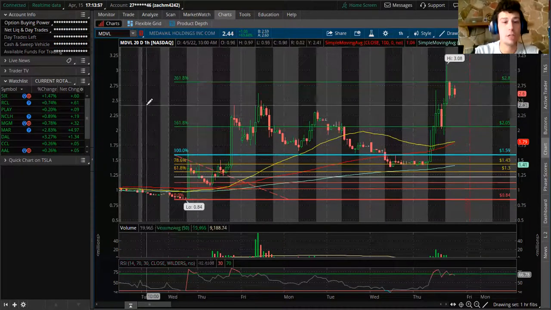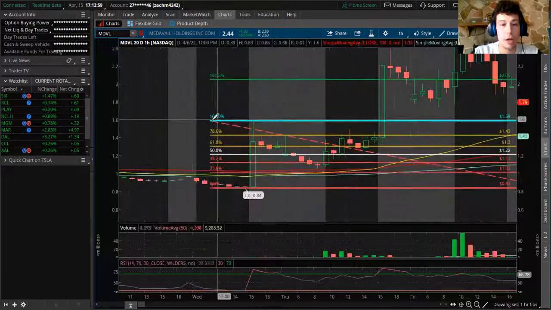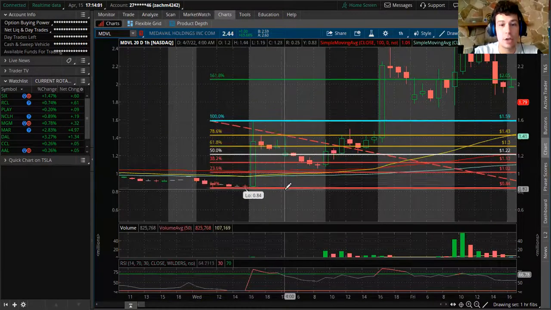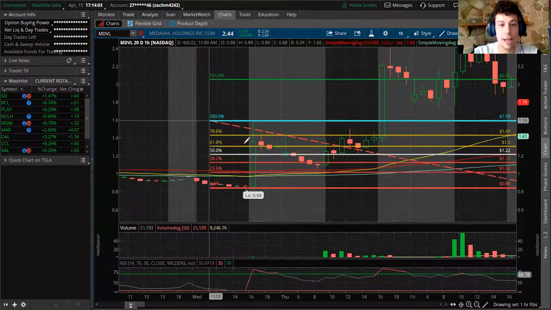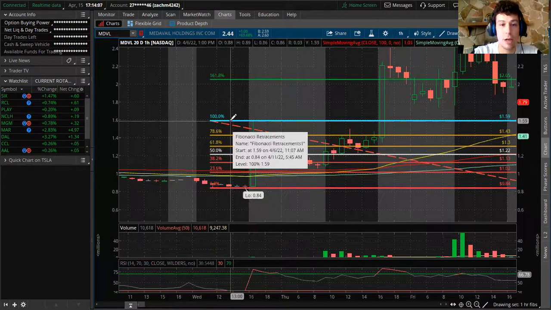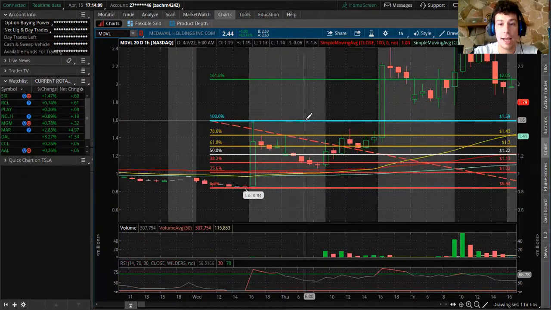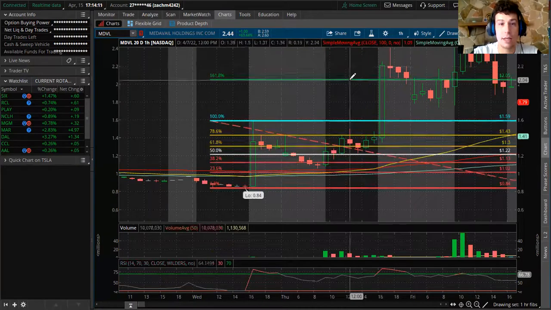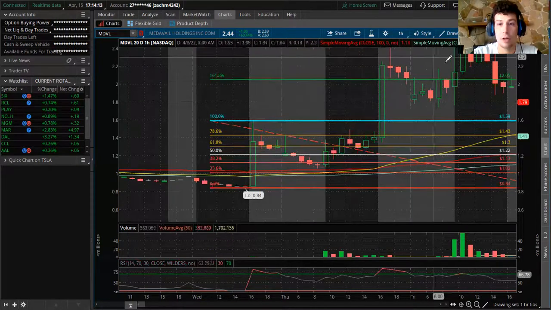Because the way that the Fibonacci's work is you start at your highs and then you go to your lows. So you just draw a line from your high here to your low here. The low is 84 cents. Here was our high, and once we broke that high and made new highs, that's when we can see that we're hitting our price targets.